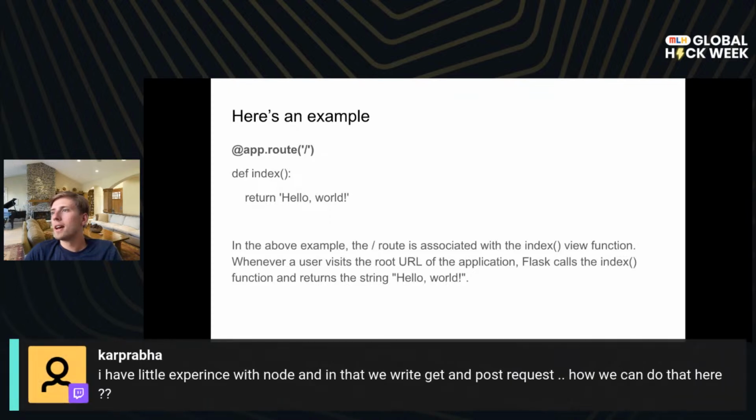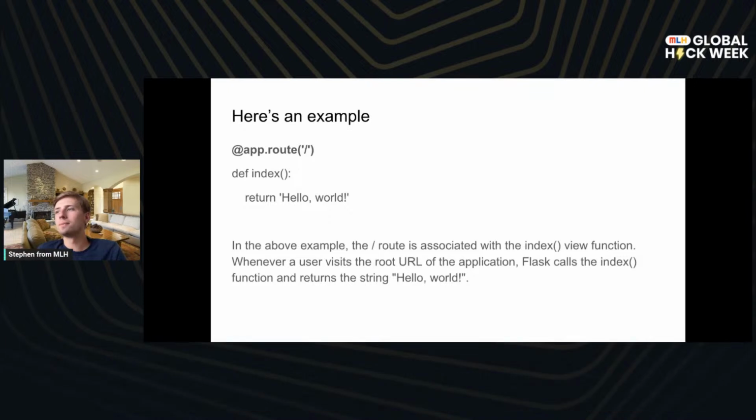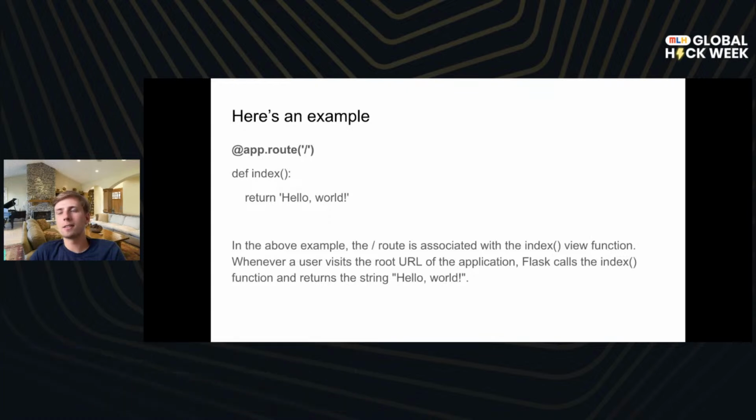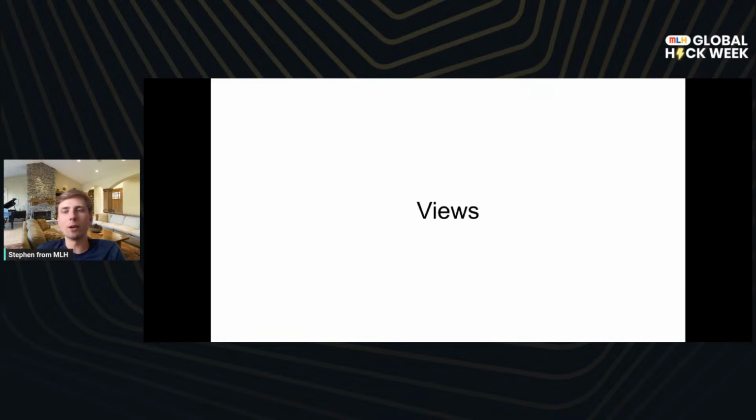Someone else says, I have a little experience with Node, and in Node we write get and post requests. So how can we do that here? This is a great question. Today we are going to do get and post requests, so just stay tuned, and we will do that. And then Shaman T says, how do we specify get, post, delete in Flask? We're definitely going to do that today, so I'll show you how to do that really soon. I actually think on the next slide I'll give you an example of that in our views.